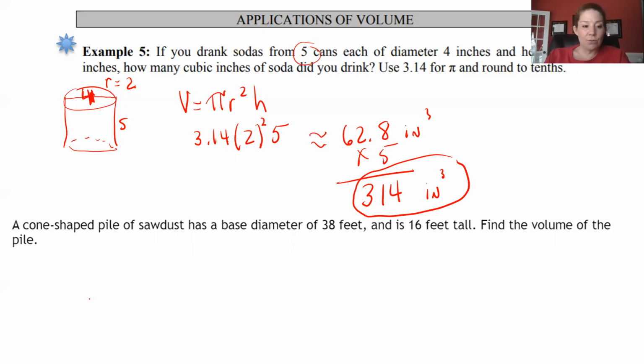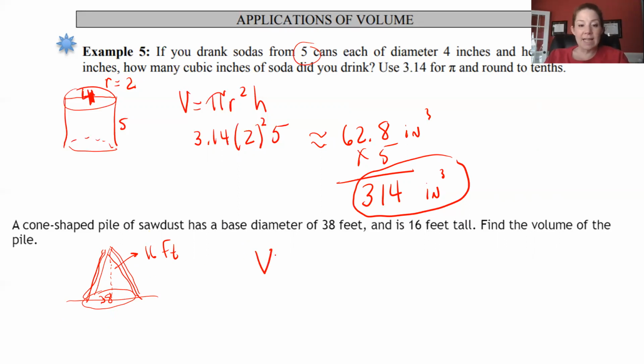All right, now a cone-shaped pile of sawdust. So we have a cone that's sitting on the floor, and the base of it has a diameter of 38 feet. Woo, that's huge. And this cone is, oh, I'm the worst drawer. This three-dimensional cone is 16 feet tall. 16 feet tall. So it wants to know how big is this cone-shaped pile of sawdust.